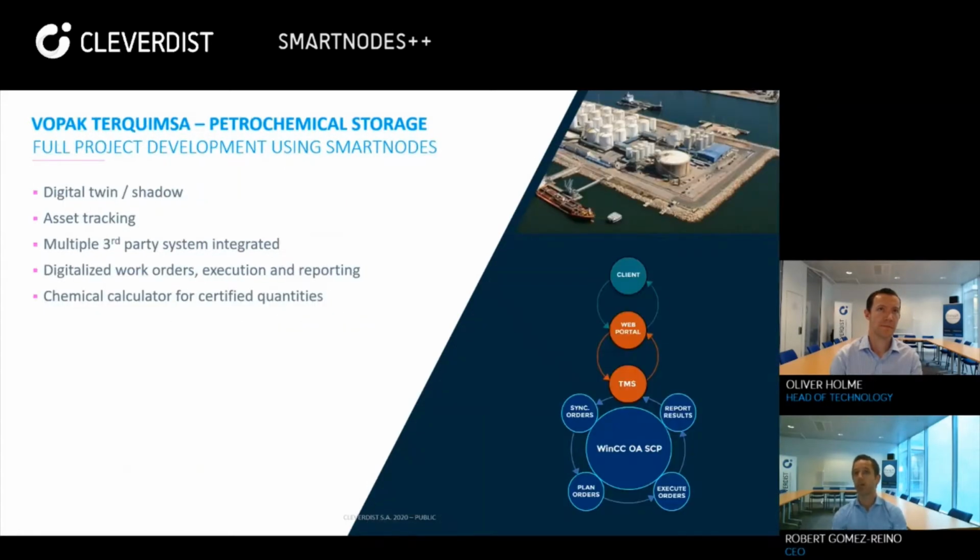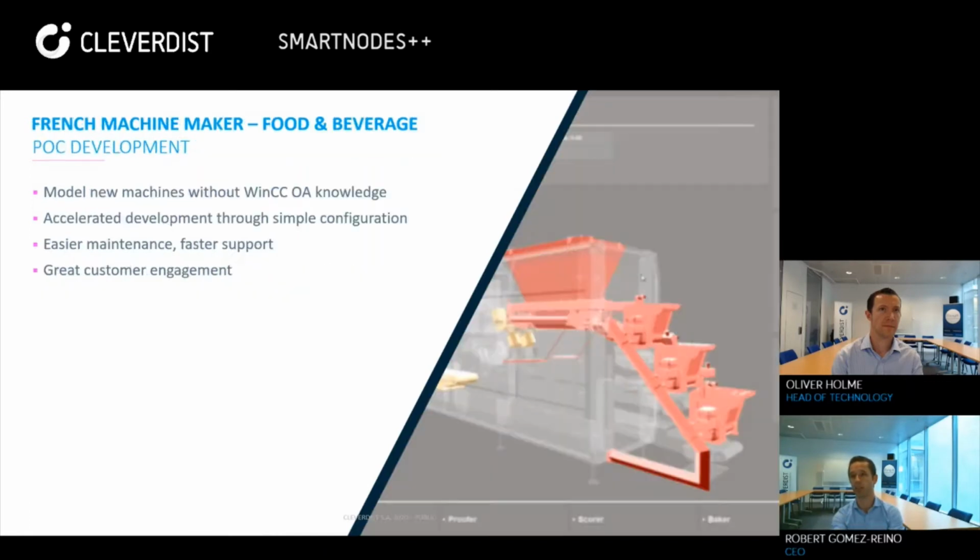We have also in the petrochemical and oil and gas storage systems, a full project developed using SmartNodes from top to bottom, the complete digital twin and modeling of the plant, all of the assets, which are afterwards, of course, tracked, integration of multiple third-party systems, access control, barrier control, traffic control, and so on. Also digitalize all of the work orders, the execution, and the reporting using the SmartNodes. And it has features, for example, like chemical calculators to actually create certified quantities and so on. All of it modeled in SmartNodes++ and connected in the same way I showed before.